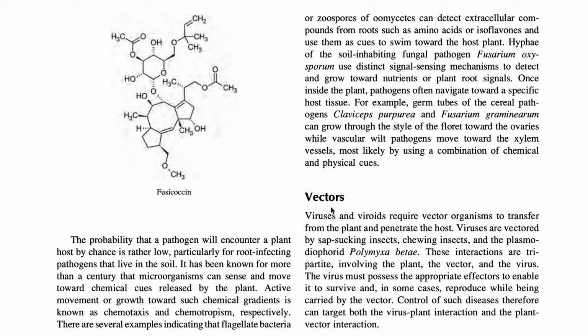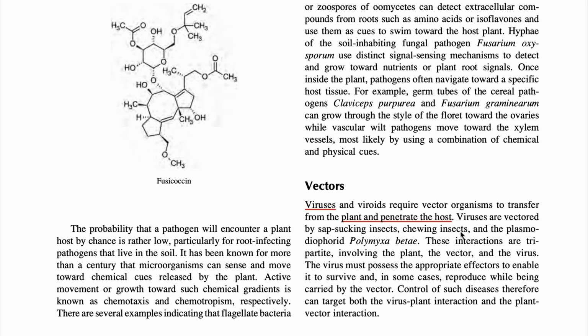So the third mode of entry is through vectors. Viruses and viroids require a vector organism to transfer from plants and penetrate the host. Now, just remember this about viruses, not viroids, okay? Viruses can be transmitted through vectors like insect vectors, but viroids are only transmitted through mechanical transmission, okay? Viruses are vectored by sap-sucking insects, chewing insects, and plasmodiophorids like Polymyxa betae. Okay.